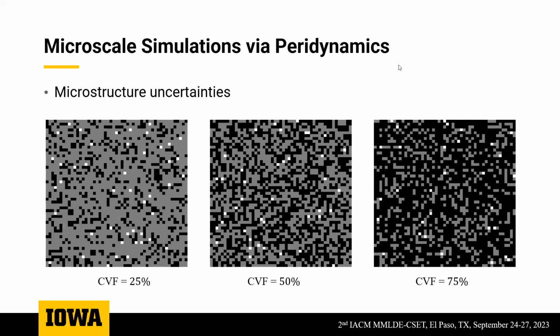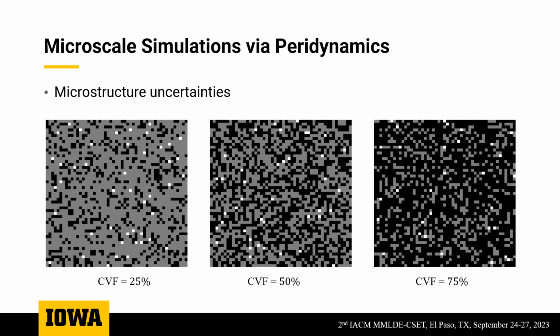And to generate the microscale configuration using peridynamics, it would be easier than the finite element because there is no meshing needed. At the microscale, for peridynamics, we have a group of particles. We just randomly assign the particles as either metal or ceramic. And also here, we introduce 1% to 2% vacancy into the microscale configuration.